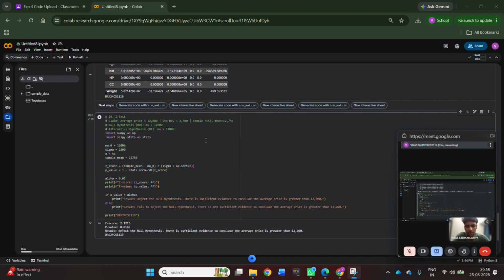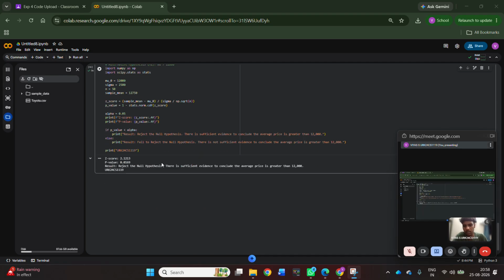And the 10th one is about testing a claim that the average car price is 12,000. Given population mean 12,000, standard deviation 2,500, sample size 50, sample mean 12,750, and significance level 0.05. A z-test is used to test a population mean when the population standard deviation is known. Null hypothesis: mu is equal to 12,000, and alternative hypothesis: mu is greater than 12,000. The z-score is calculated using the sample mean, the population mean, and the standard deviation. And if the p-value is less than 0.05, we reject the null hypothesis. And we have some formulas for this. And here comes the output for the 10th one.